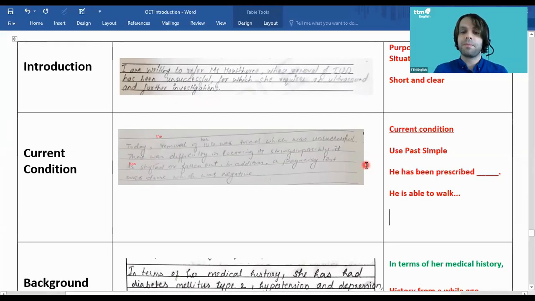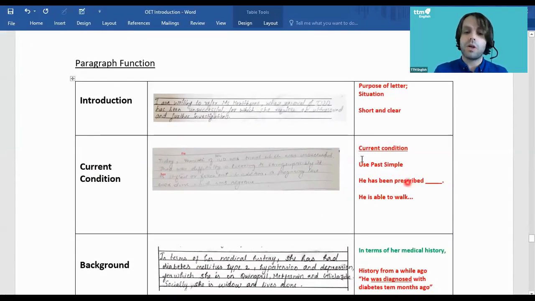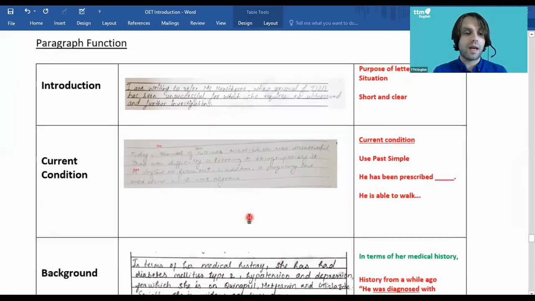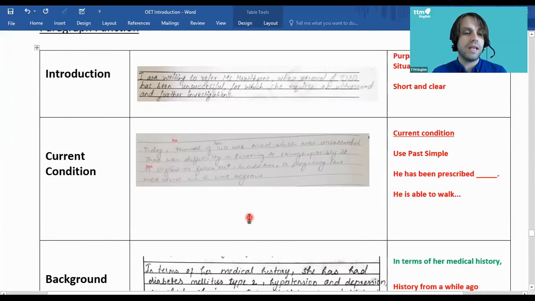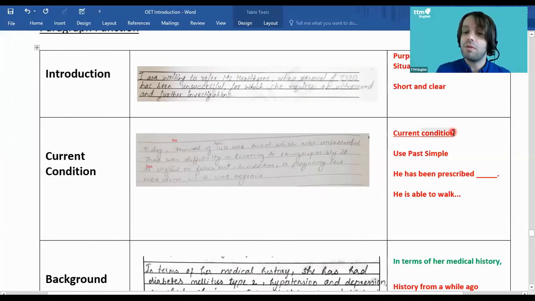Okay, so I'm not going to go too much more into this, but I think one thing to watch out for, I'll do a class next week on this, is that I think current conditions are really tricky because the function of the paragraph is to tell you about the current condition, i.e. now, the state of the patient now, but you have to use some past tense, right? But you might have to use some present tense as well.